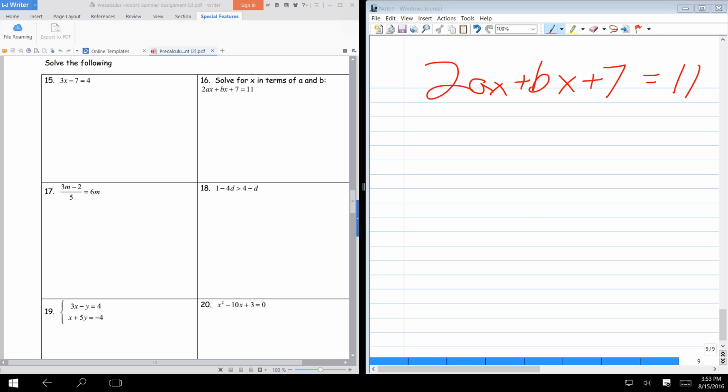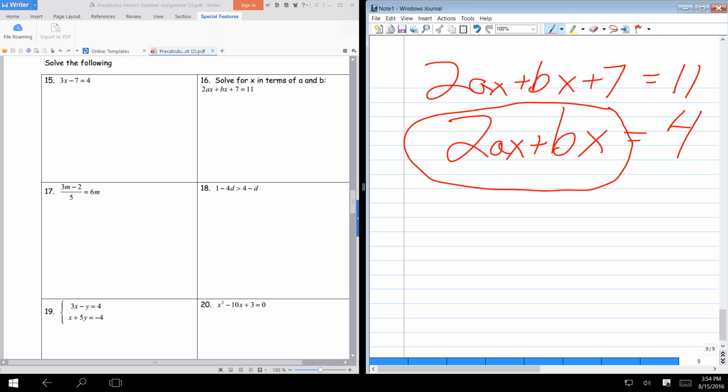In other words, when you have linear equations, you try to get all your variables on one side, all your numbers on the other. Totally different with quadratic equations. Quadratic equations are where you try to get everything on one side and 0 on the other. But if I subtract 7 here, then I have 2ax plus bx equals 4. Now I'm trying to solve for x. What's the next step? Divide by 2a. Divide by x. Factor out an x. Look at that in terms of, is there a greatest common factor?